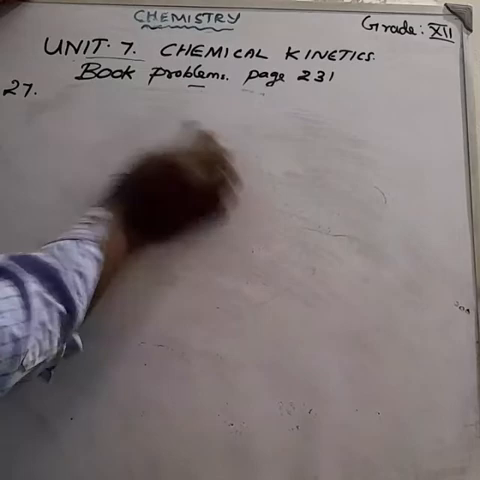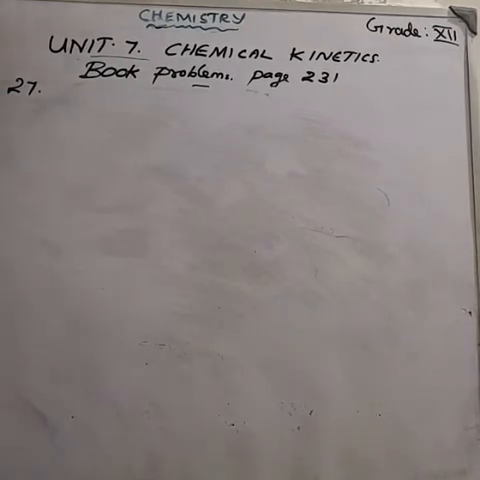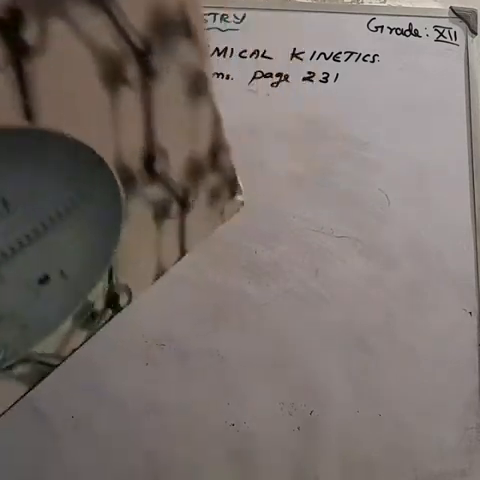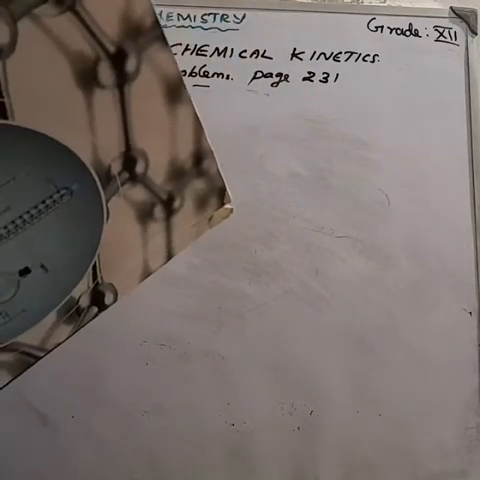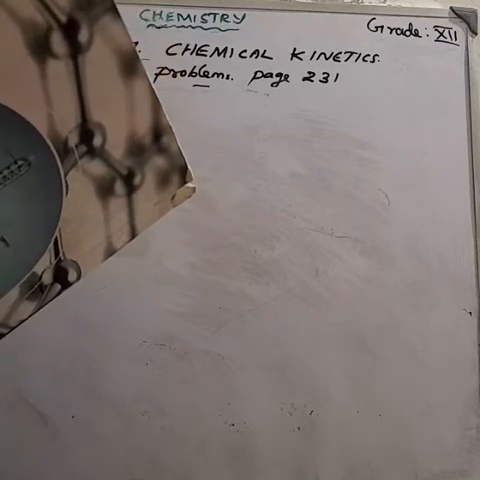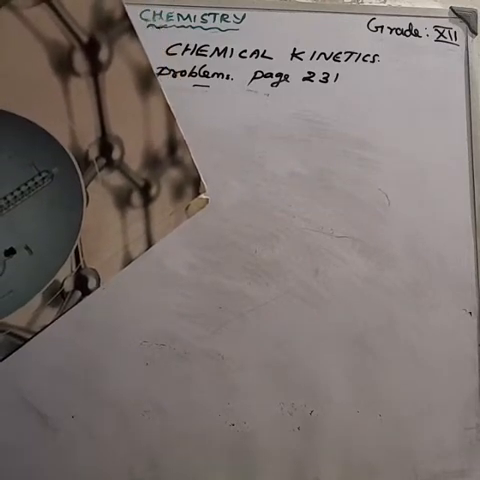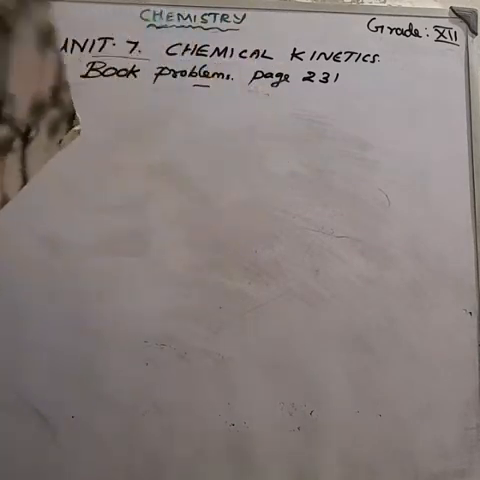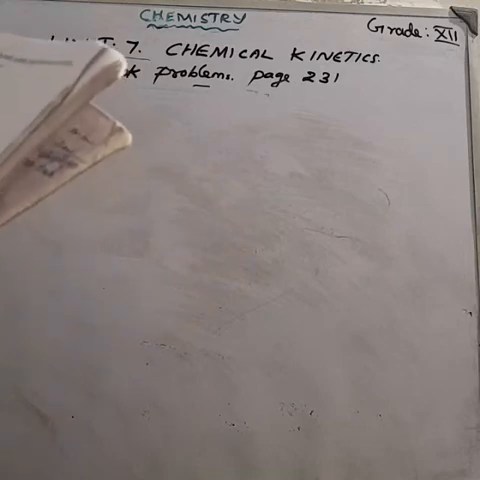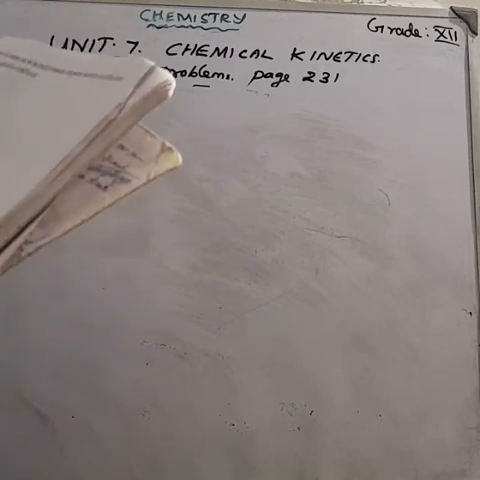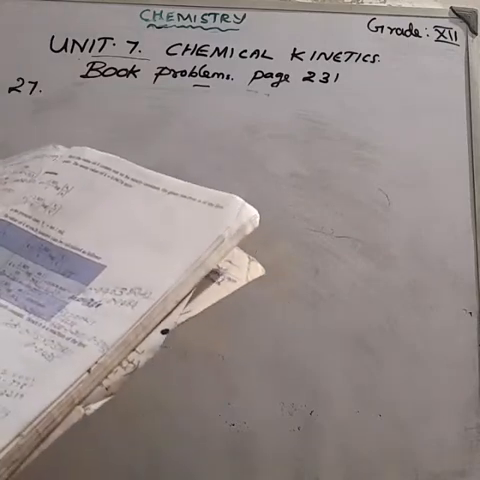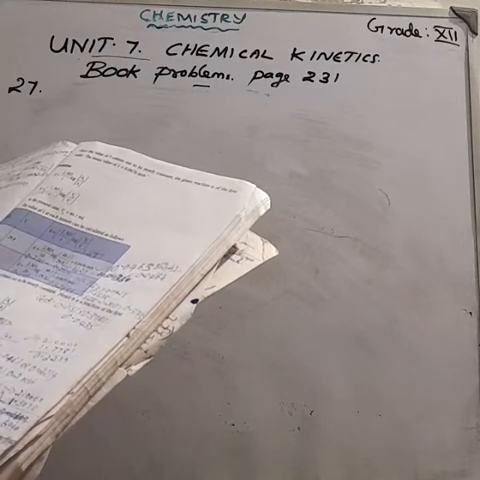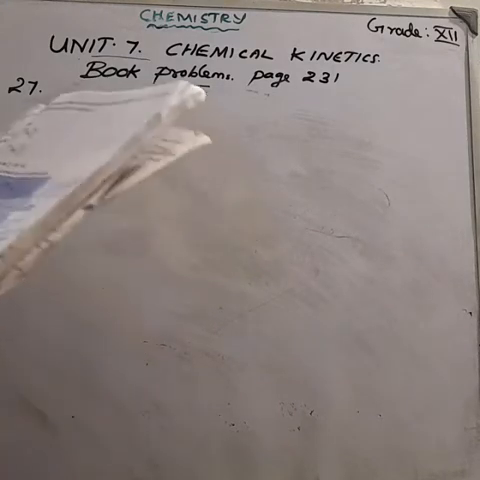Problem number 28. Benzene diazonium chloride in aqueous solution decomposes according to the equation C6H5N2Cl, that is, the benzene diazonium chloride gives chlorobenzene, C6H5Cl, plus N2. Starting with an initial concentration of 10 gram liter raised to minus 1, the volume of N2 gas obtained at 50 degrees Celsius at different intervals of time was found to be as under in the tabular column.